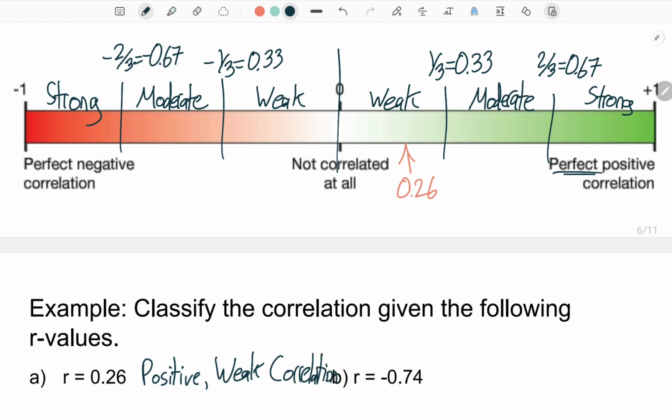And for the second one, R equals -0.74. So go to this number line. -0.74 is to the left of -0.67, so it's close to -1. Because of that, first of all, it's a negative value, so it's a negative correlation. And it's strong because it's close to -1. So a strong negative correlation. Okay, so that's a look at using the R value to get the strength and direction of the correlation.